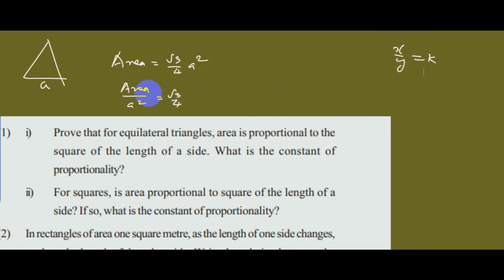Like that, here the area of an equilateral triangle and the square of one side are in proportion because it is in the form x by y. Okay, if two measures are there such that x by y is equal to k, we say they are in proportion. Like that, here the area of any equilateral triangle and the square of one side are in proportion. That constant of proportionality is root 3 by 4. And so we have answered the first part of question number 1.